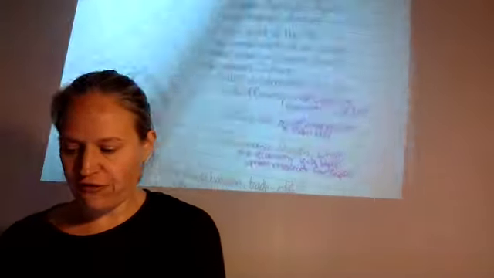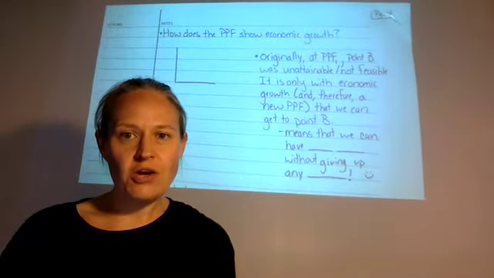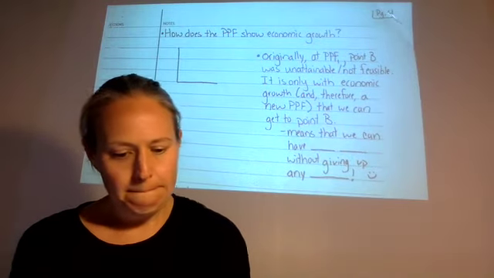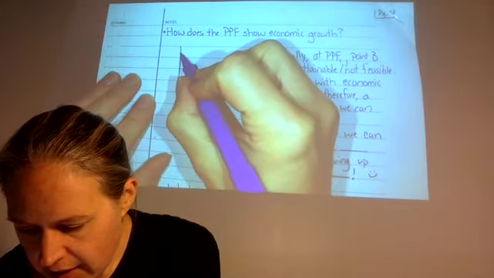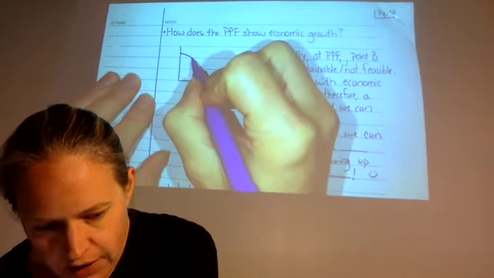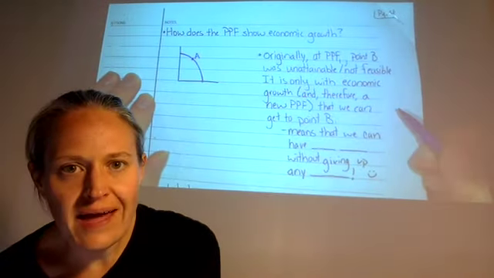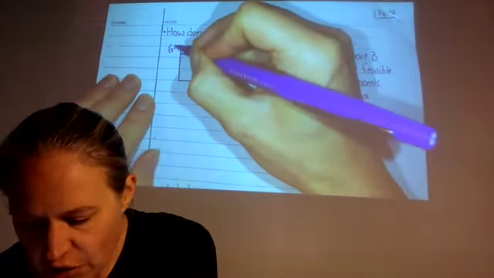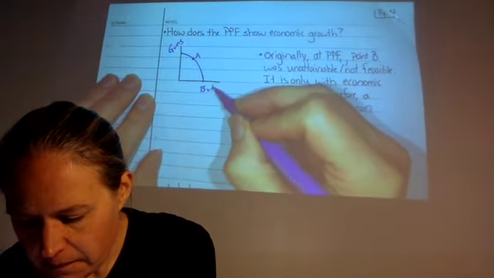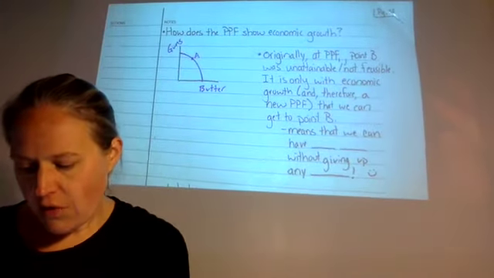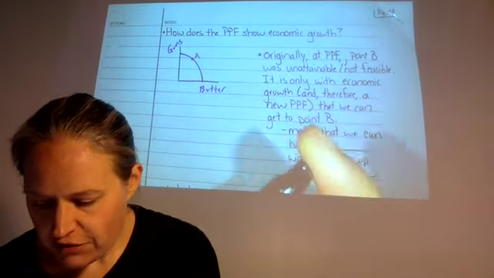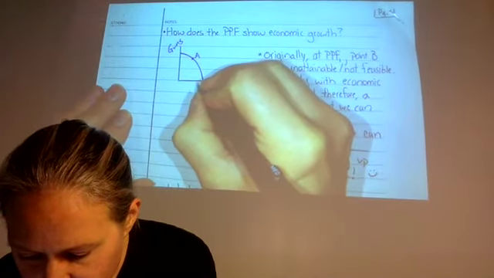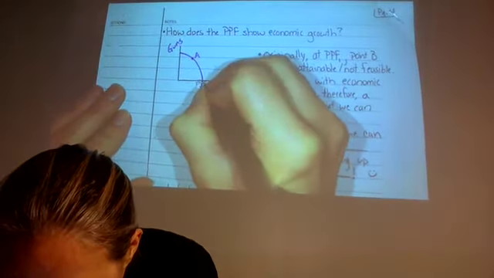All right, page 4. How does our PPF show economic growth? We are going to draw a bowed out PPF and put a dot and a label A on there. The dot shows where the economy is. I kind of put this in the wrong spot, but this original PPF here, we're going to label PPF1.